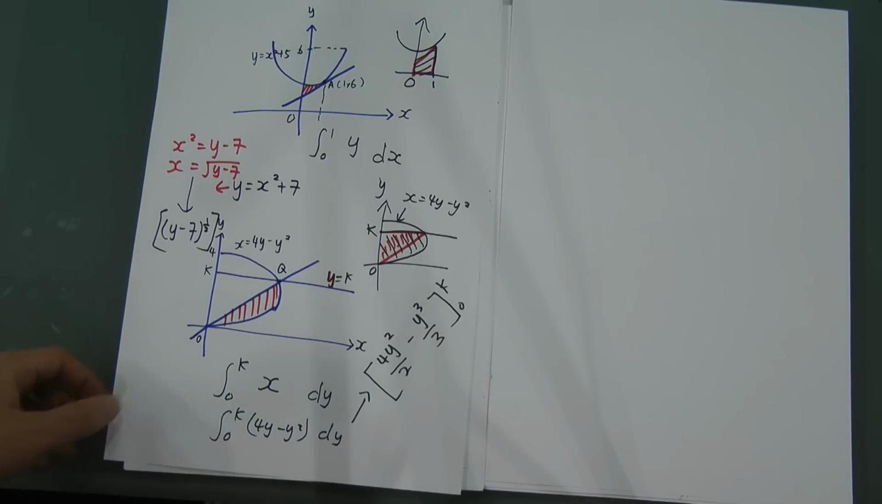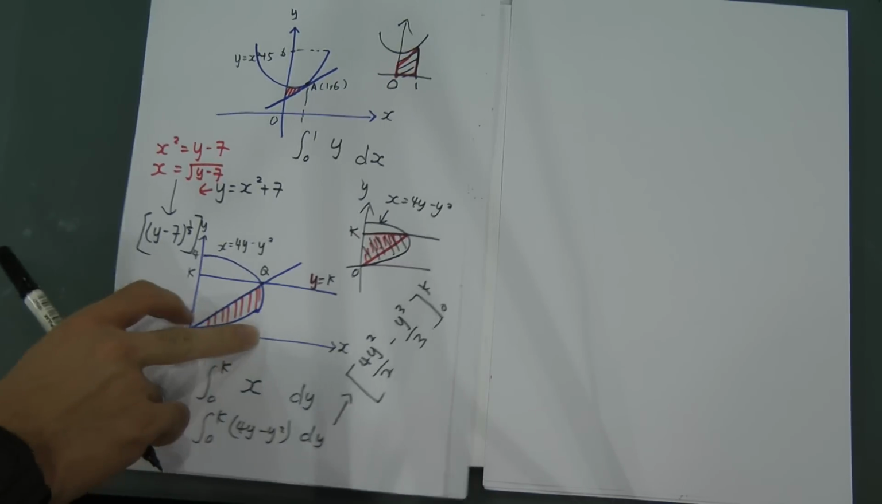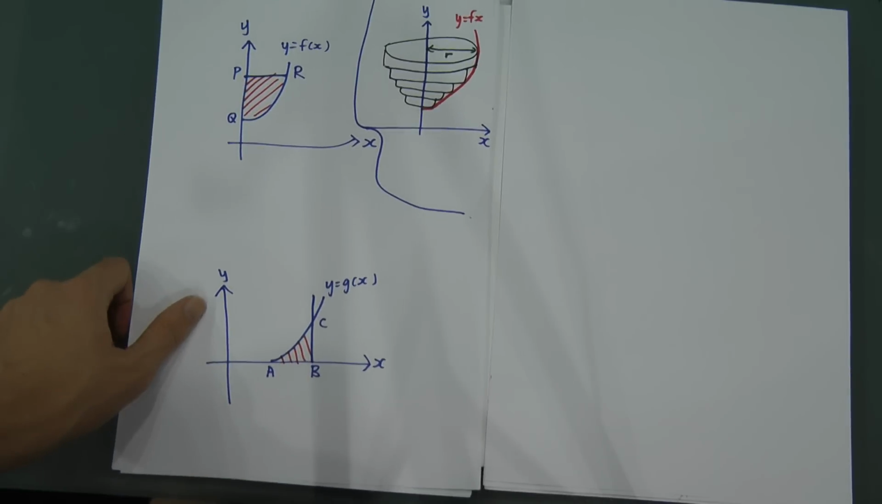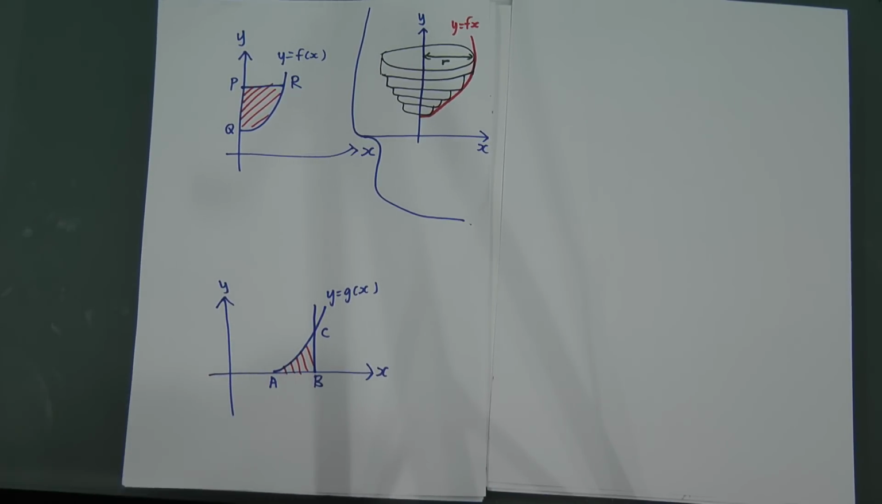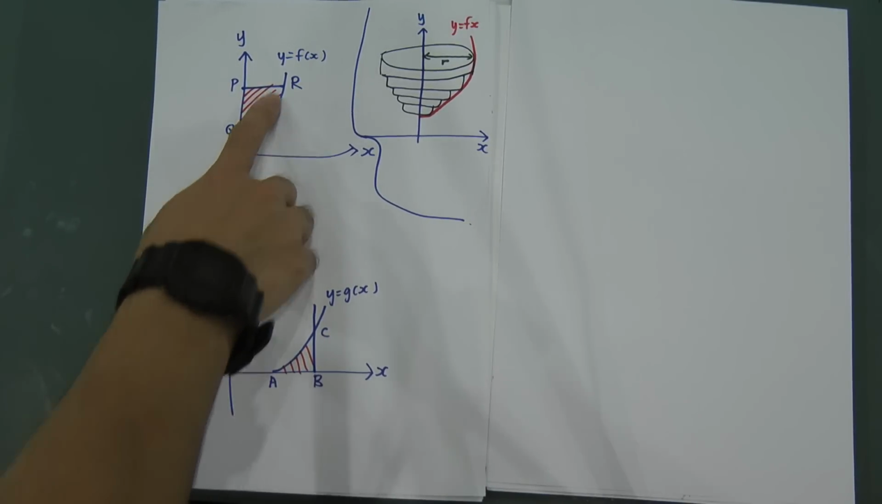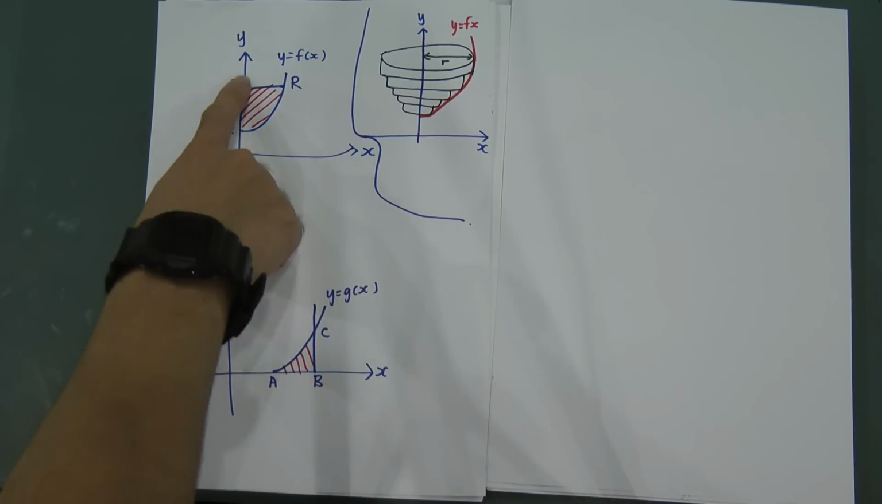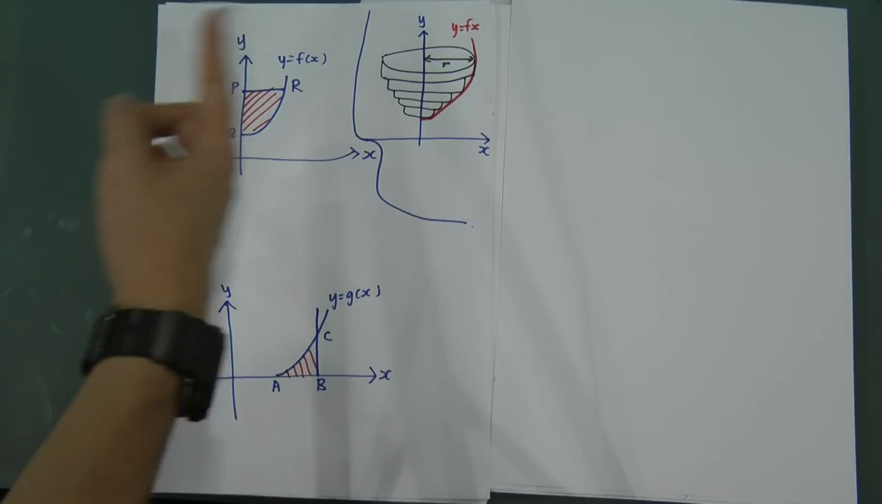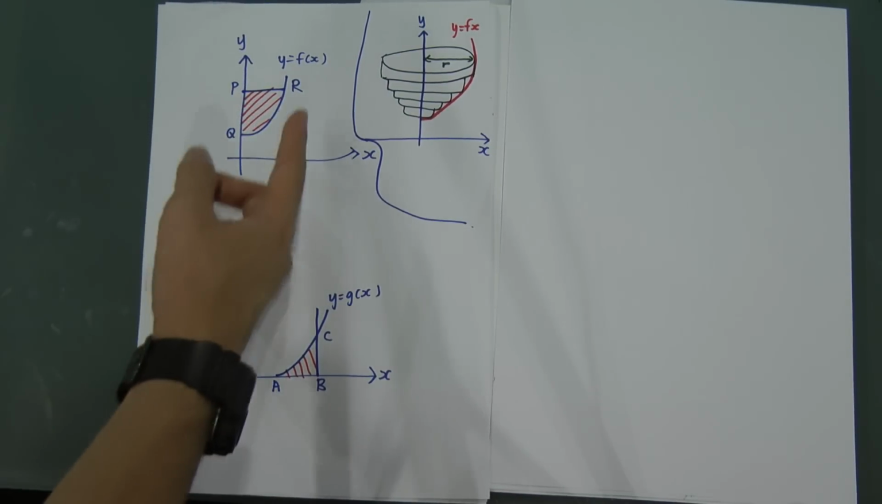So let's have a look at the volume. Actually volume is very simple, but you need to understand the concept, because concept is very important. Let's see. He said this curve, and then P to Q, meaning the whole shaded region here, he will rotate 360 degrees about the y-axis.